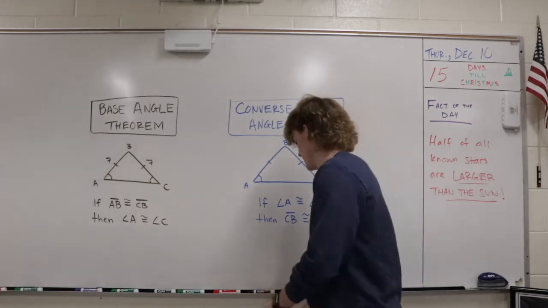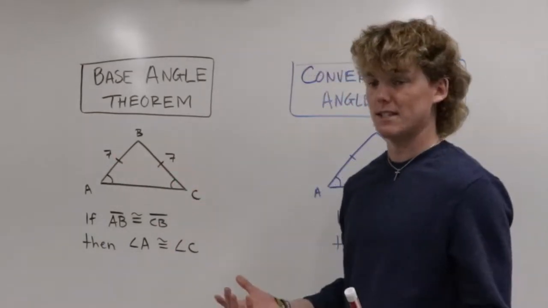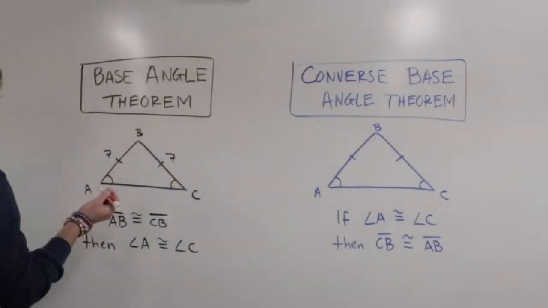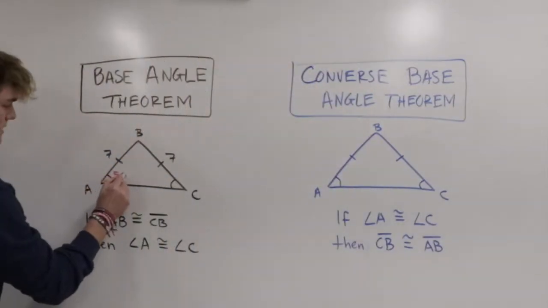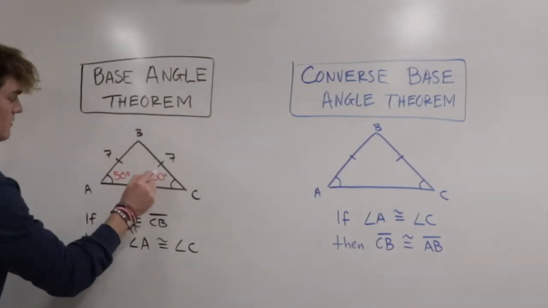So let's add some numbers. We see here that both of these lines are 7. That could be 7 inches or just 7 units. And if I said that A was 50 degrees, well, then we know that C is also 50 degrees.